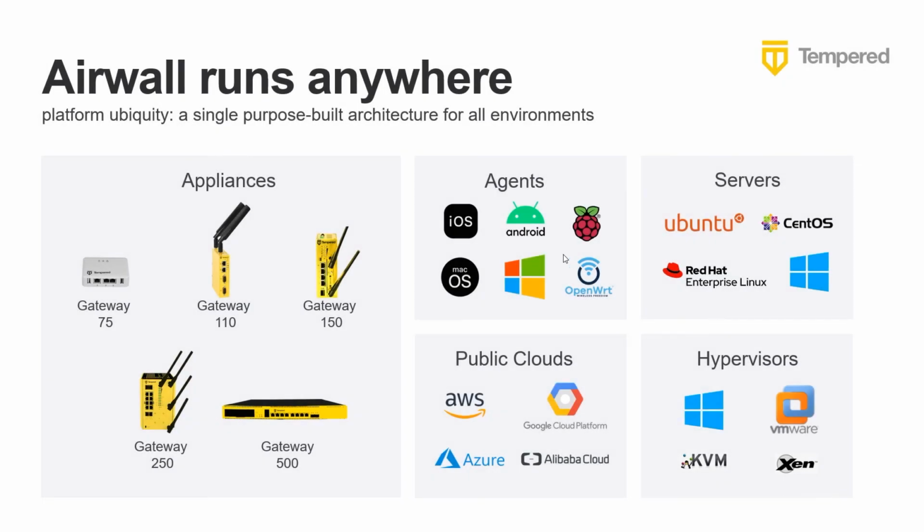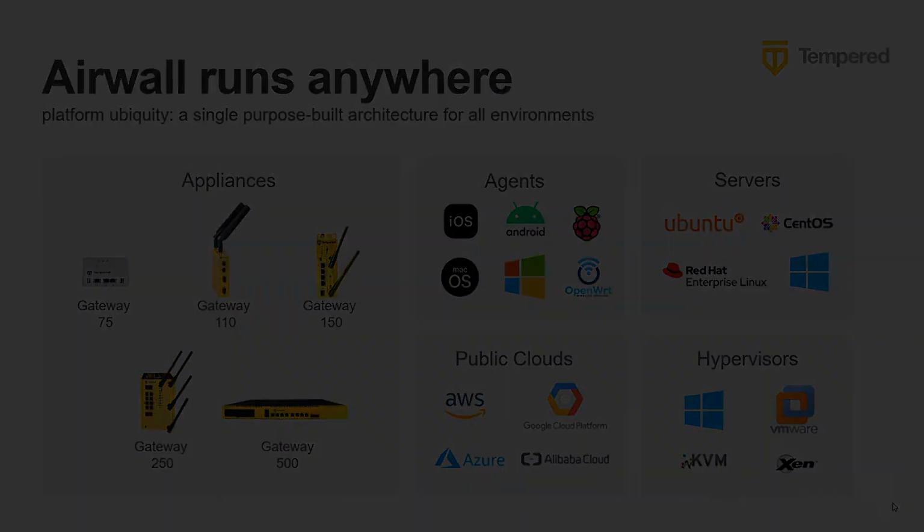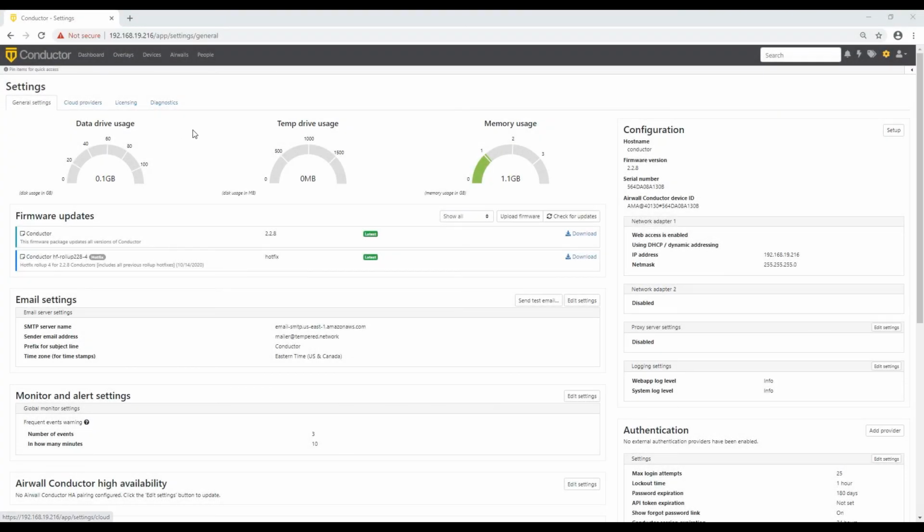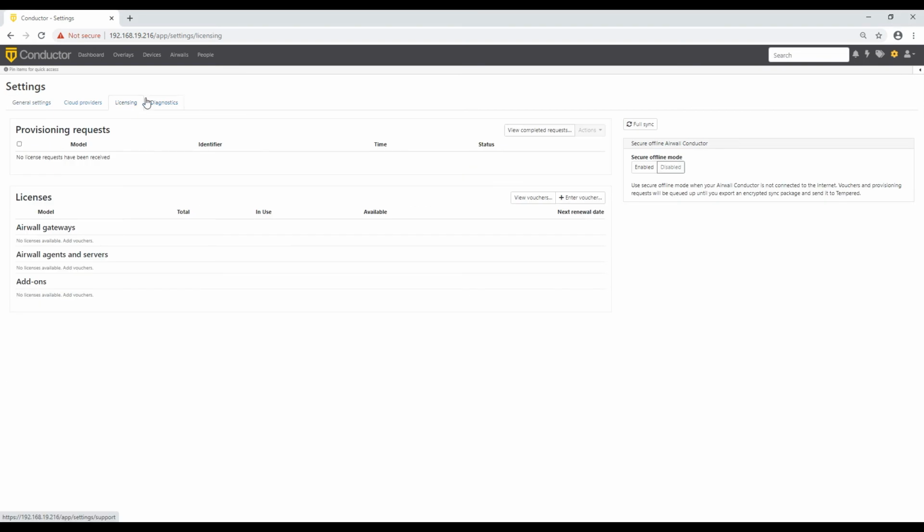Now we are going to install the Airwall Services vouchers. Airwall Services include Airwall gateways, either hardware, cloud, or virtual, and include our agents, servers, and relays. From the General Settings tab here in the Conductor, we are going to go ahead and click on the Licensing tab. And as you see, we do not have any licenses yet.